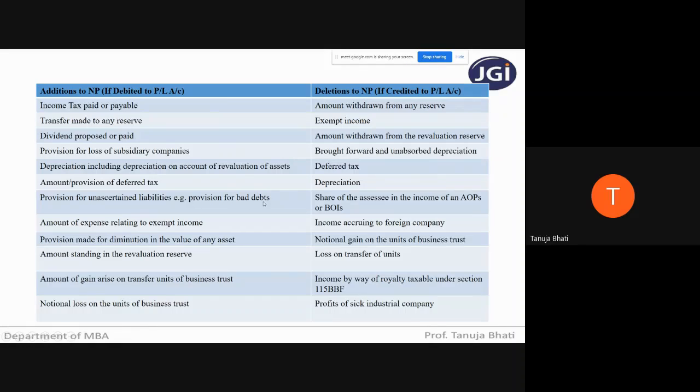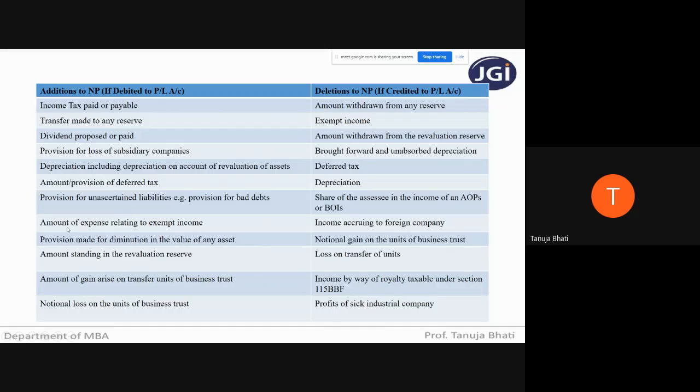Next, provision for unascertained liability. For example, provision for bad debts. Any provision that you're making for unascertained liability, provision is nothing but, as you all know, an amount set aside for meeting liabilities other than ascertained liabilities. If it is an ascertained liability, you know that the amount of liability is certain, it is going to occur, and if you're making provision for that, it should not be added back. But if it is a provision for unascertained liability, you have to add it back. And provision is nothing but an amount set aside for meeting that particular liability.